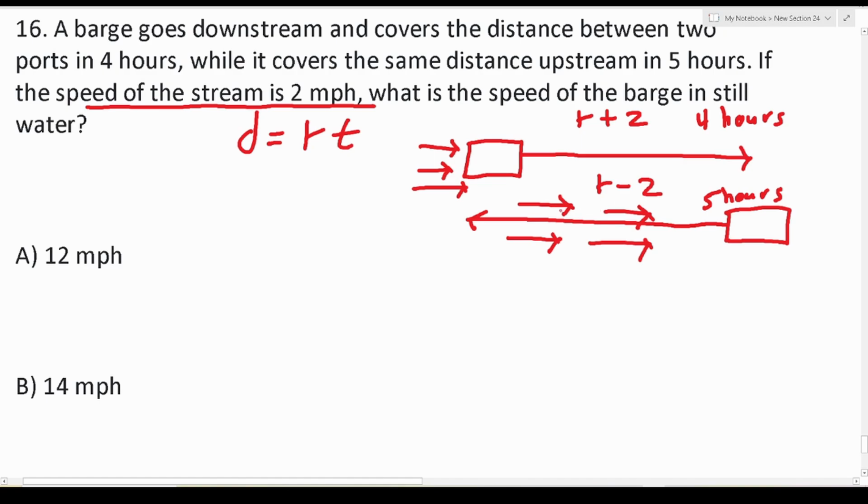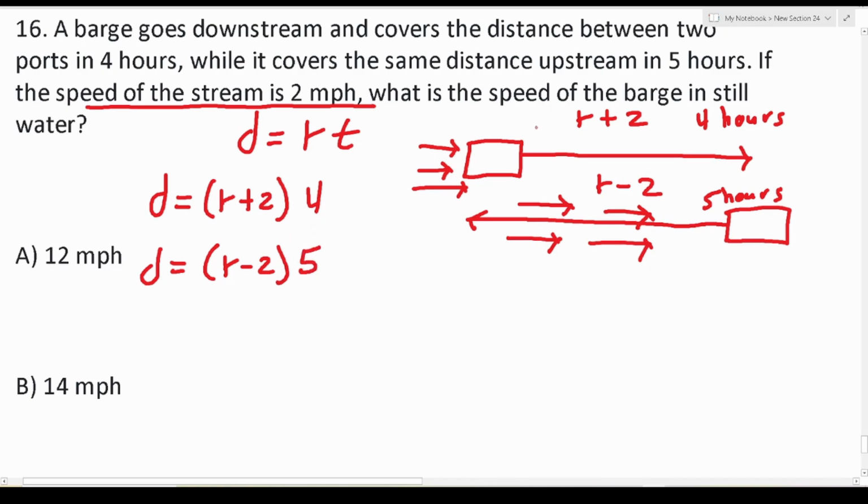Okay, so we can use 2 iterations of the distance formula to describe what's going on here. Again, in this first scenario, we have distance. We don't know what that is. We have a rate of r plus 2 times the time of 4 hours. In this second scenario, again, we don't know what the distance is, but we know we have a rate of r minus 2. Again, the stream is working against that barge. We have a time of 5 hours.